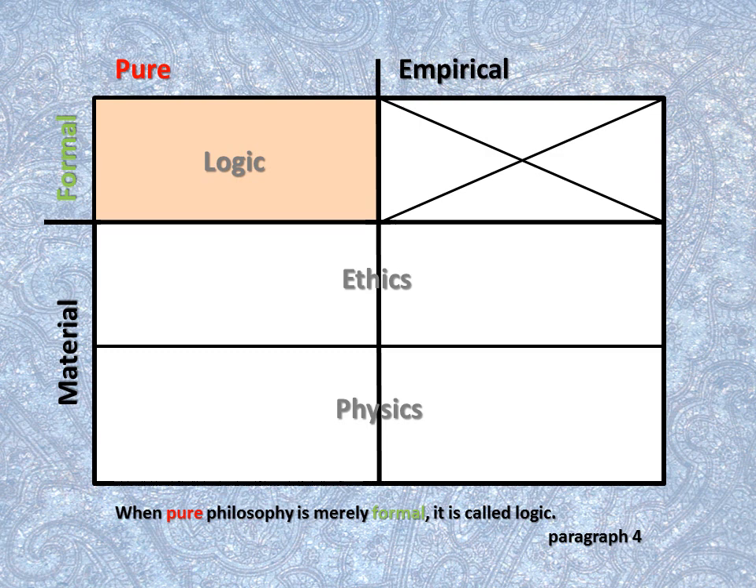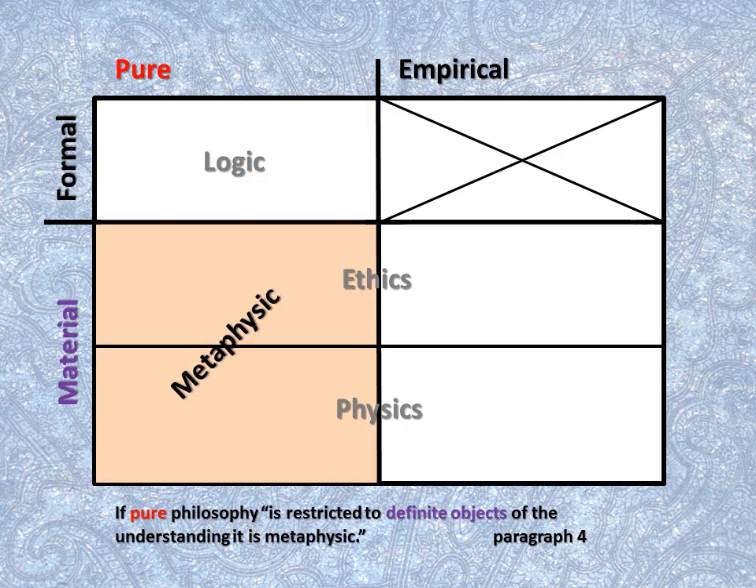When pure philosophy is merely formal, Kant says, it is called logic. So this, right out of paragraph 4, again simply shows us that our box so far is correct, right? We have a formal section, we have a pure section. Where those two line up, we've got it labeled logic.